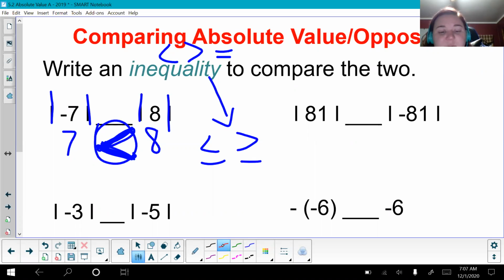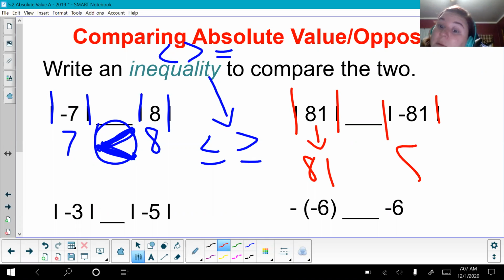Okay, let's look at the next one. Absolute value of 81 is 81. Absolute value of -81 is also 81. They're both 81 spaces from 0. So these are equivalent.